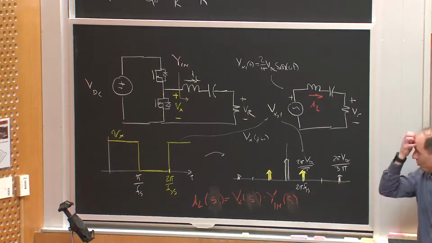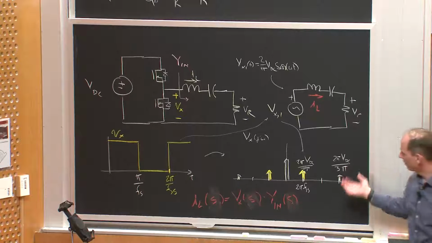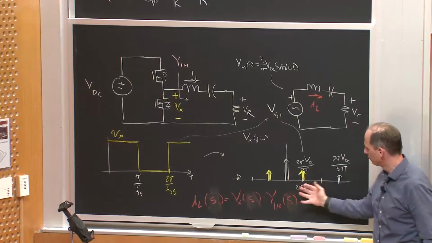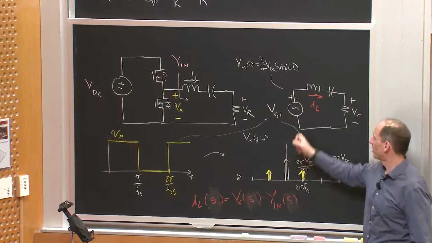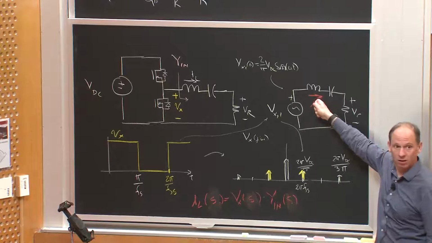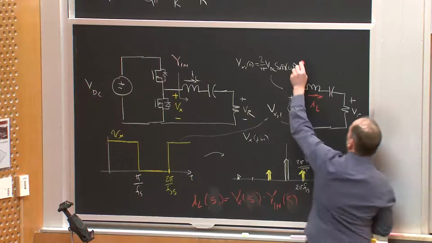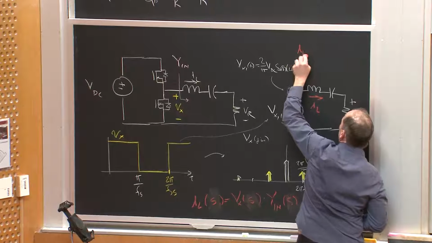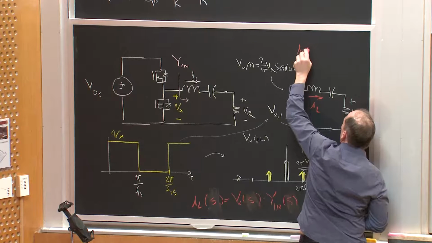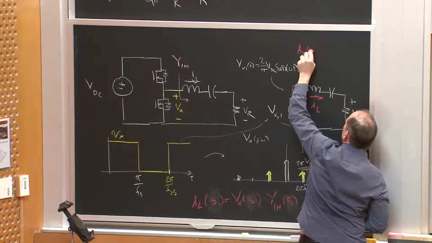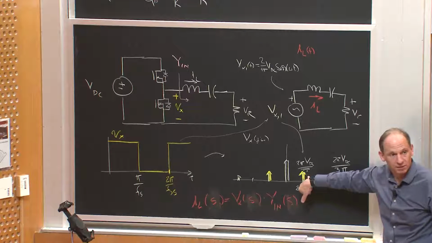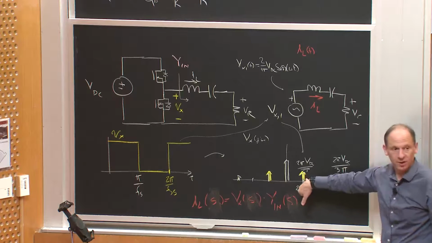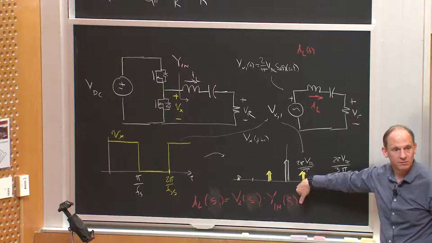Okay? But here's the point. If everything gets filtered except for the fundamental, right, then I would expect IL of t will be only a sinusoid at the fundamental switching frequency, right?